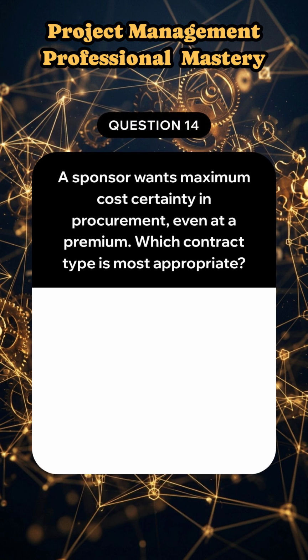A sponsor wants maximum cost certainty in procurement, even at a premium. Which contract type is most appropriate?